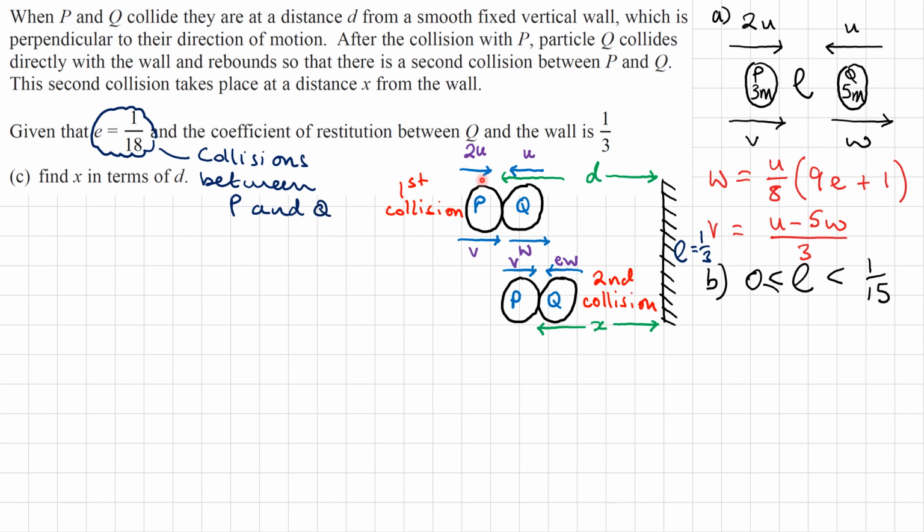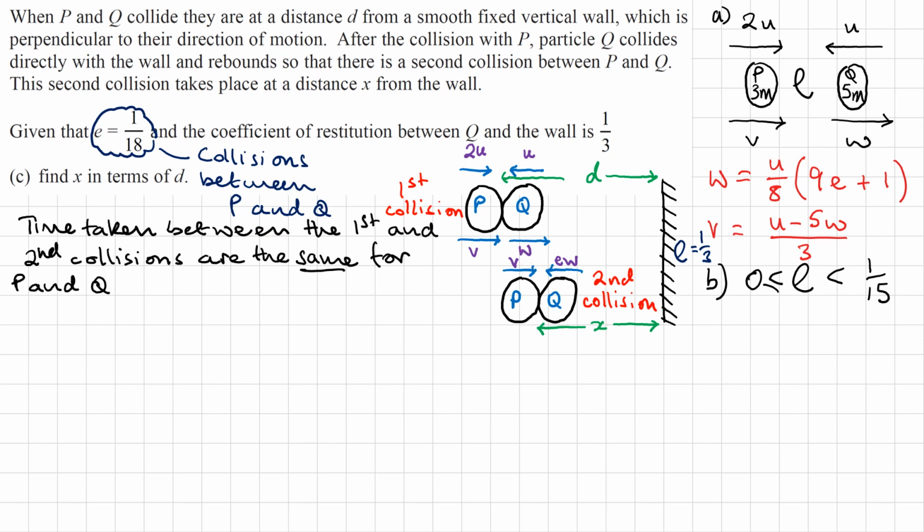Now the way to do this type of question is that we need to consider the time it takes for P to move between its first collision and its second collision, and the time it takes for Q to move between its first collision and the second collision. That time is going to be the same. The distances are going to be different. The speeds of the two particles are going to be different, but the time it takes between the two collisions is the same for P and Q. So because those times are the same, we can use speed, distance and time for particle P and particle Q and set these equal to each other and use this to find x in terms of D.